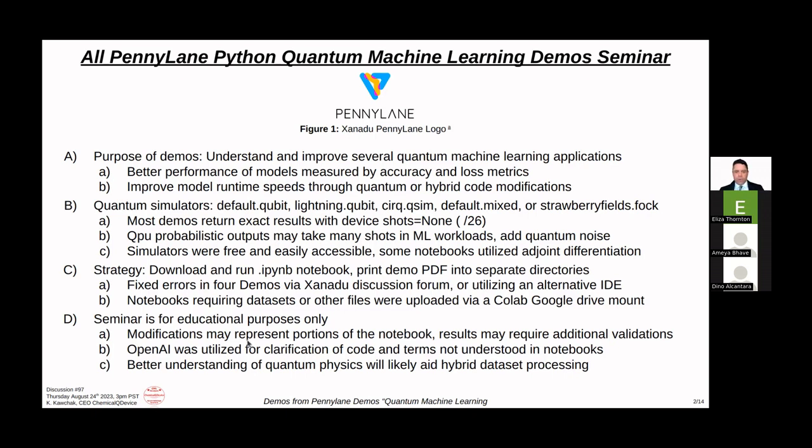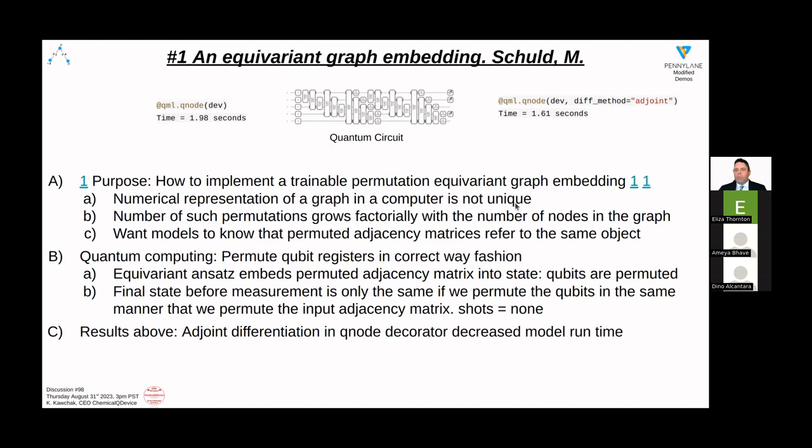OpenAI was utilized for clarification of code and terms for some things. It's a helpful resource. A better understanding of quantum physics will likely aid all of this. All of this is in these demos, and you have the papers that go with them, but in my opinion this is going to start taking off, especially when you understand qubits and how they manipulate datasets.